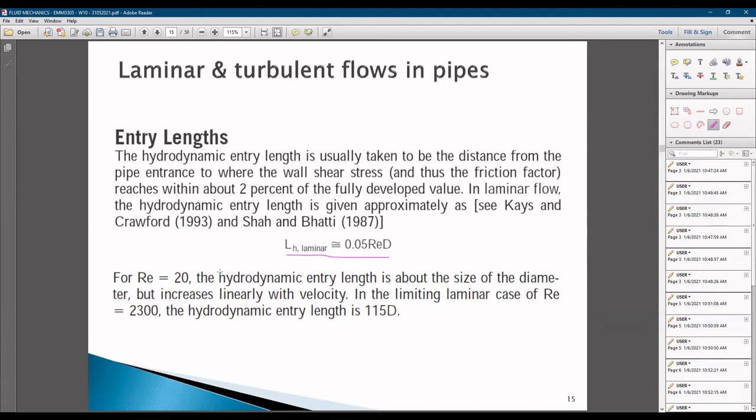For example, for a Reynolds number equal to 20, the hydrodynamic entry length is about the size of the diameter, but it increases linearly with velocity. In the limiting laminar case of Reynolds number 2300, the hydrodynamic entry length is 115 times its diameter.